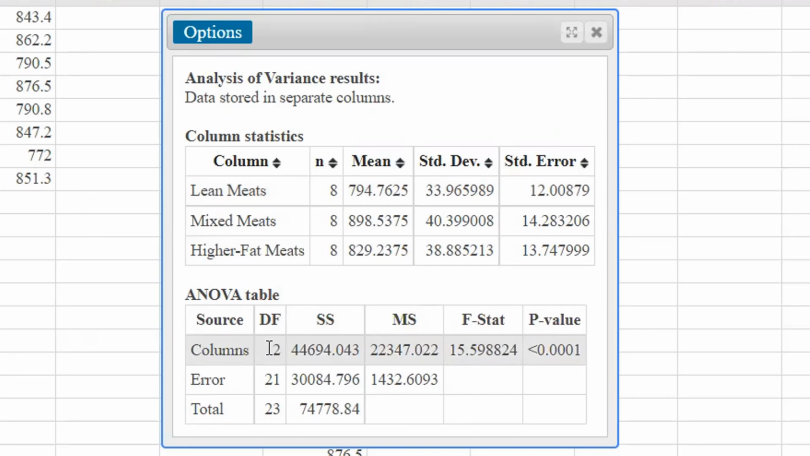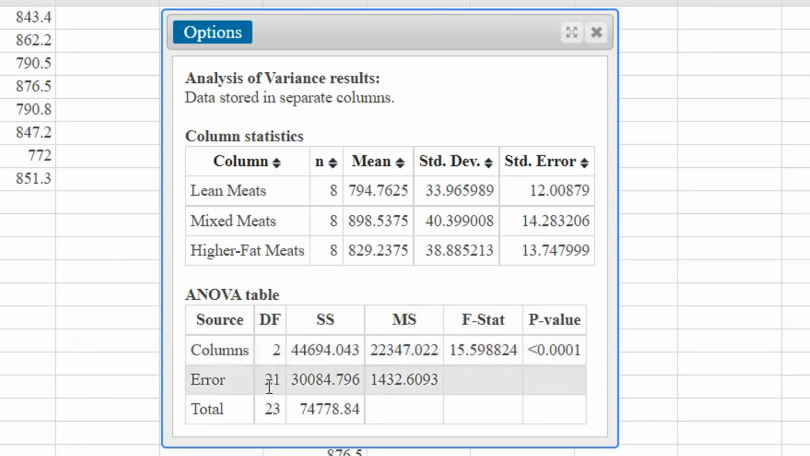So the degrees of freedom is 2. The sum of the squares due to treatment, 44,694.043. The mean squares due to treatment, 22,347.022. All of that agrees with what we got by hand. The error, 21 degrees of freedom due to error. Sum of the squares due to error, 30,084.796. And the mean squares due to error, 1432.6093.